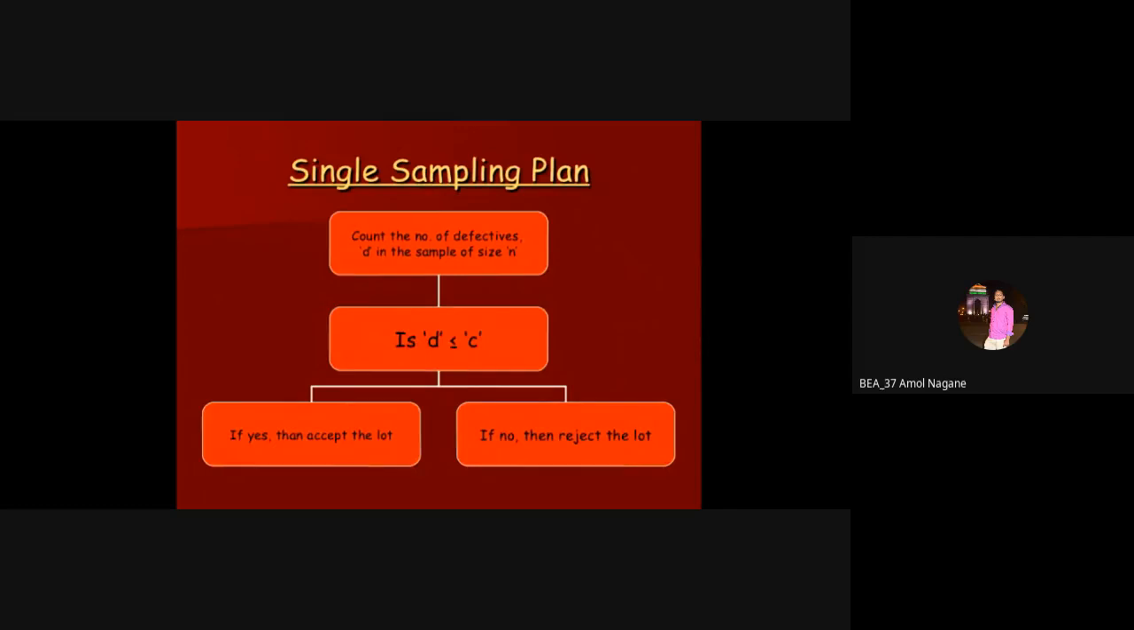So count, whatever the defective is less than or equal to the sample size. Okay, so if yes, then accept the lot, and if no, then reject the lot. Okay, so already we have discussed.